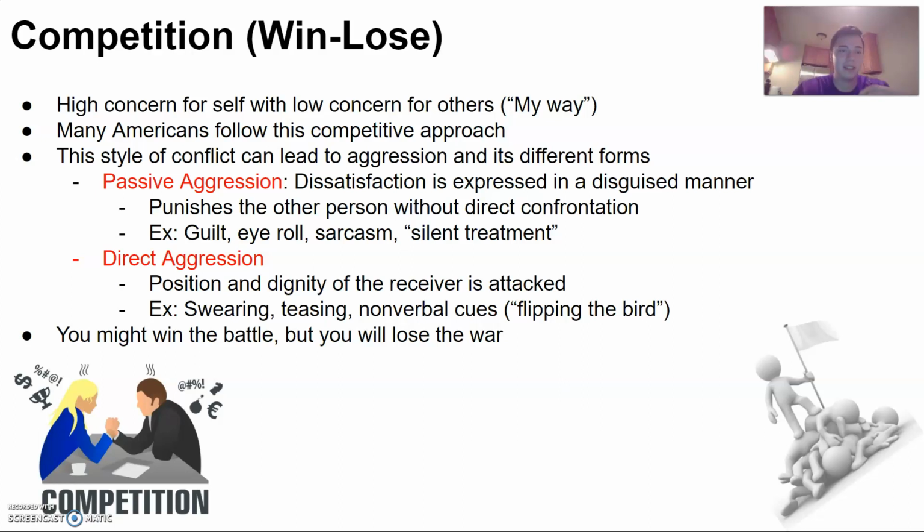So essentially, what this means is that yes, you will get something that you wanted your way at the end of the day, right? You'll feel good in the short term, right? Self-satisfaction, but you don't take into consideration how the other person's feeling. For example, if that's your best friend and this competitive style of conflict continues to occur, then that person eventually may not want to hang out with you anymore.